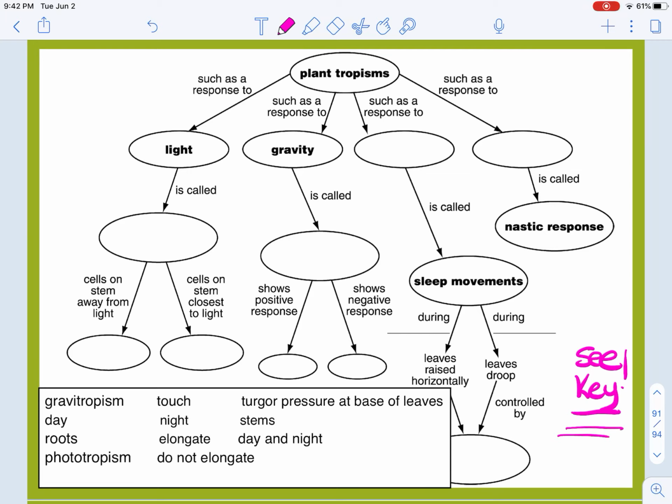And that wraps up our biology unit. Try this page out, guys. It's page 29.